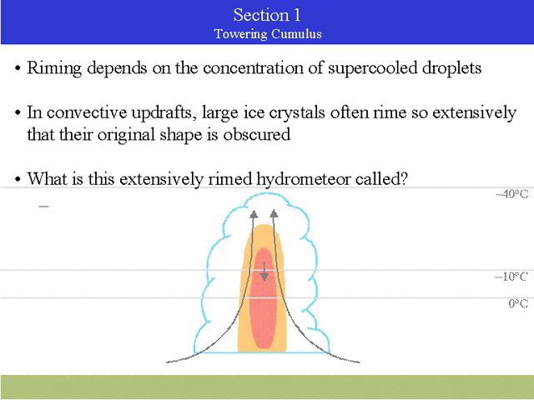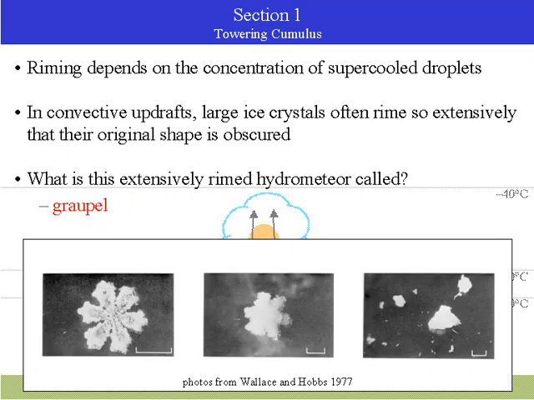Riming depends on the concentration of supercooled droplets, the amount of riming. In convective updrafts, large ice crystals often rime so extensively that their original shape is obscured. And what is this extensively rimed hydrometeor called? The answer is graupel. And here are some photographs from Wallace and Hobbs, 1977, that show the progress of this process. We finally end up with a fairly obscurely shaped crystal known as a piece of graupel.